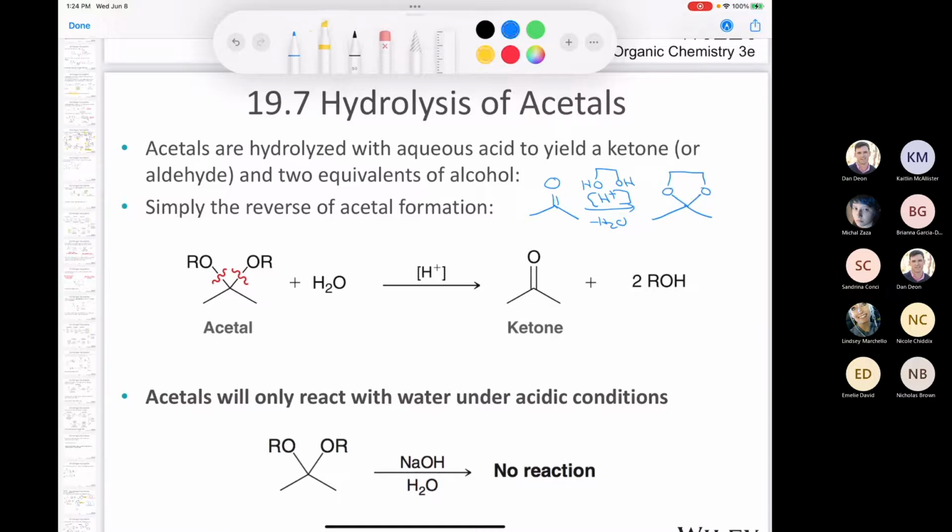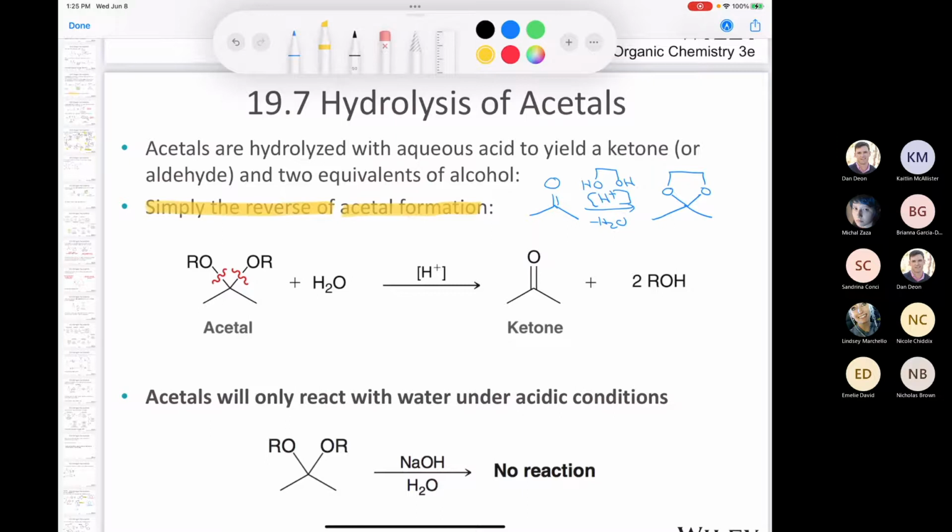And what I told you is that once you make that acetal, it's actually very stable to base. If you put that in a basic solution, like sodium hydroxide, it is very stable. So we don't have to worry about acetals being labile in base. However, in acid, they're very labile. Acetals are hydrolyzed with aqueous acid to give the ketone or the aldehyde back and 2 equivalents of the alcohol that you started with. The good news is, if you understood how acetal formation worked, it's nothing more than the reverse of acetal formation.